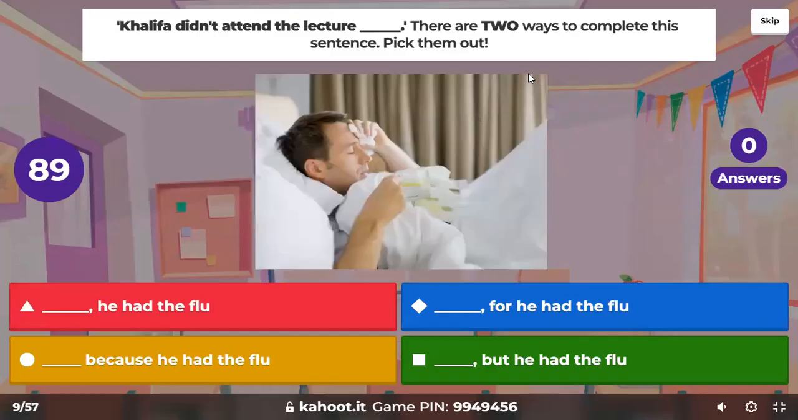Now, Khalifa didn't attend the lecture. There are two ways to complete this sentence. We can consider this one a fragment. So there are two ways to complete the sentence. How can we complete the sentence? Choose some alternatives: he had the flu, because he had the flu, or he had.